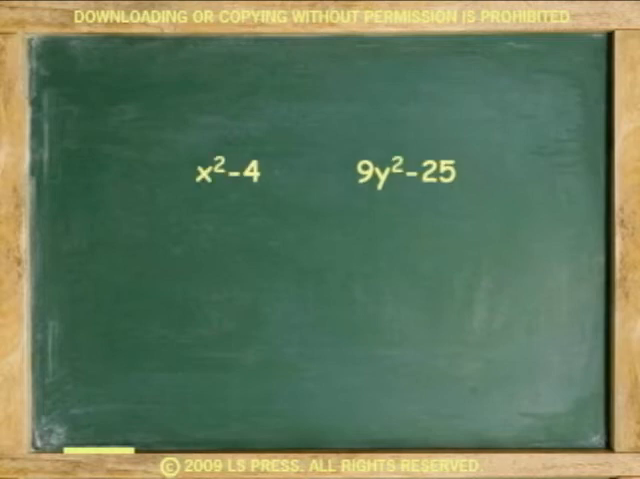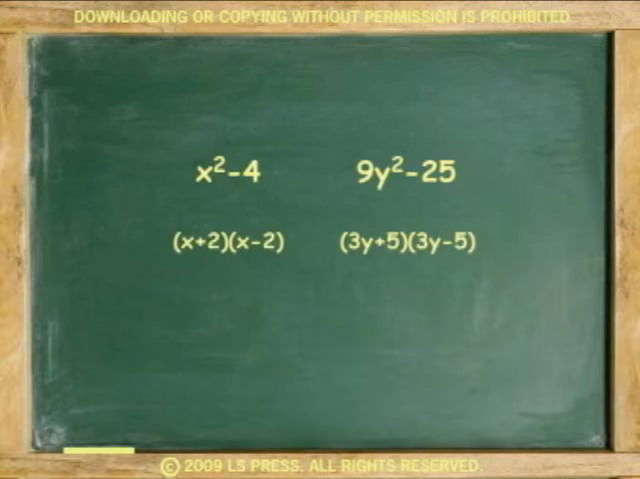To factor a difference of two squares, set up two binomials in parentheses. One separated by addition, another one separated by subtraction. Place the square roots of the first square to start each parenthesis, and the square roots of the second square to end each parenthesis. The first example, x squared minus 4, is factored into x plus 2 times x minus 2, because the square root of x squared is x, and the square root of 4 is 2.